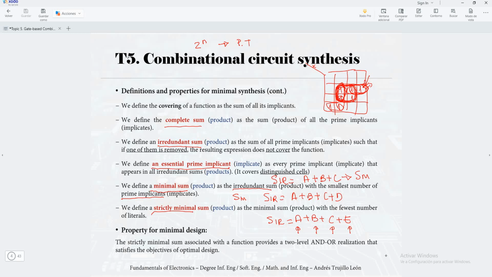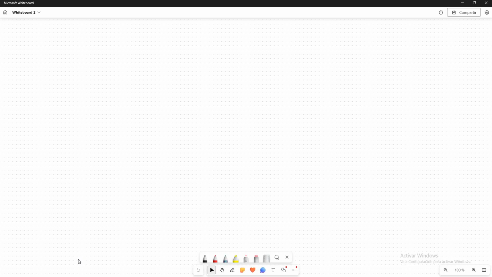And here we have the property for minimal design. We can have the strictly minimal sum in a two-level AND-OR realization. That means that when we translate the algebraic expression of the function into a circuit formed by logic gates, we are going to always have a two-level AND-OR. I'm going to give you an example of this.